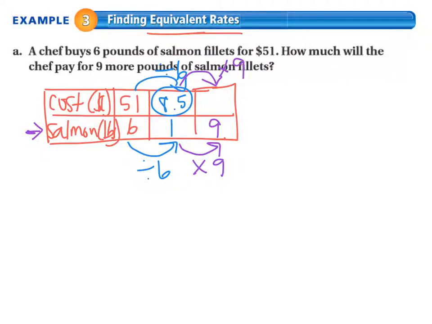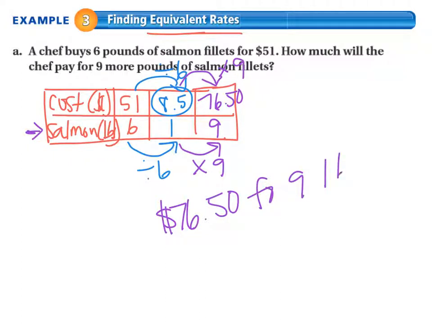But now I'm taking this 8.5 times 9. You can do that in your calculator, and you get $76.50. So your answer is $76.50 for 9 more pounds of salmon.